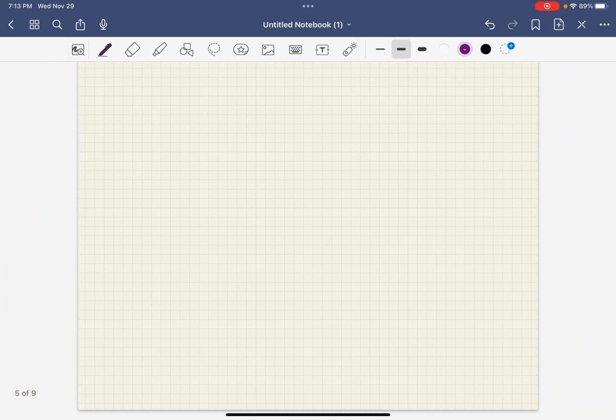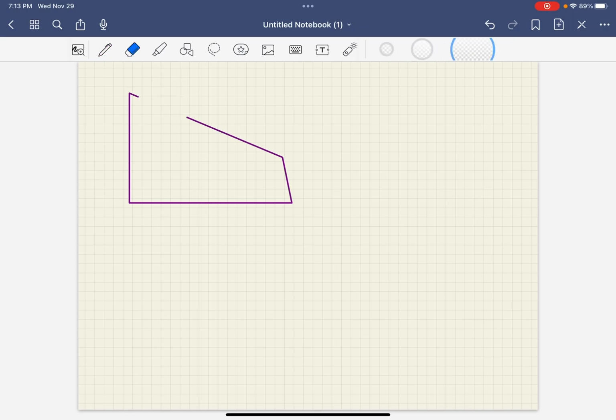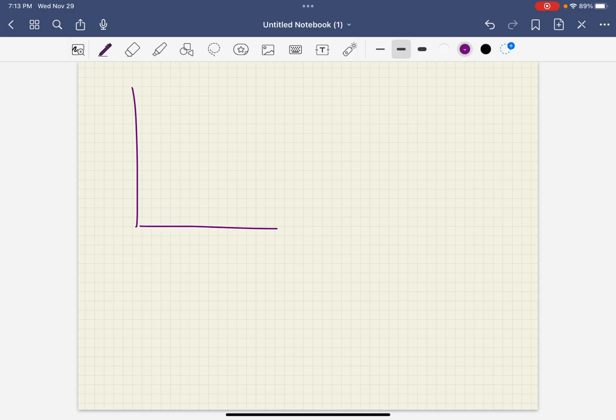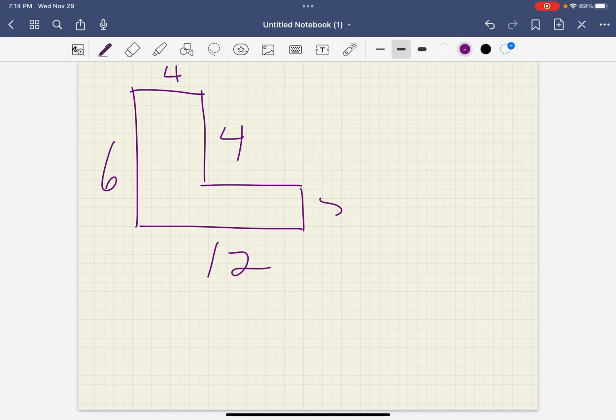All right, we have another one. It's an L-shaped thing. Oh dear, let's get rid of that. So I'm gonna go like this, and like this, and like this, and then like this, up here and across. Okay, so they tell us this is 4, this is 4. This whole thing is 6. This whole thing is 12, and this whole thing is 2.